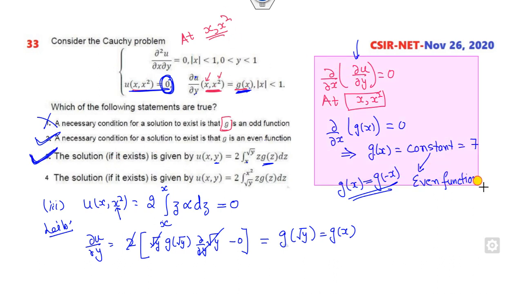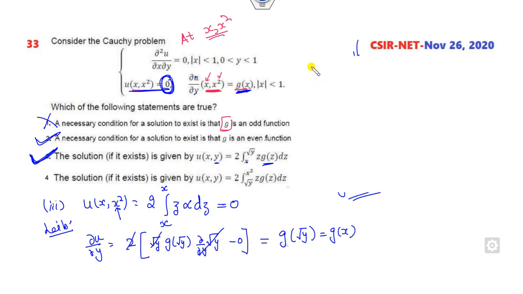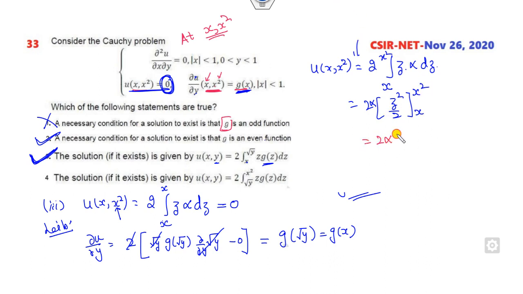Look at the fourth option. What is the value at x comma x square? This is 2x, x square, z constant is here. So what is the answer of this? Alpha is outside, z square over 2 from x to x square. Is it 0? It is not 0. It is x to the 4 minus x square by 2, which is non-zero. So it means this condition is not satisfied. The right answers are B and D.